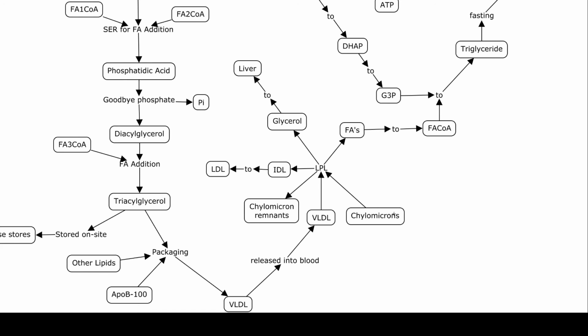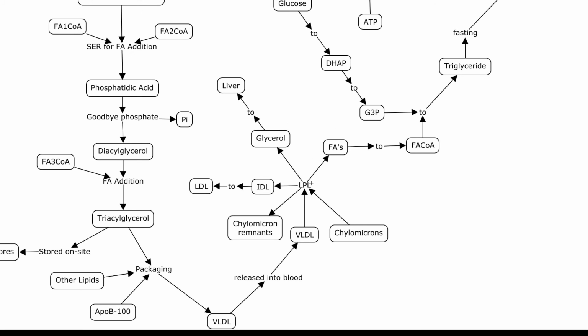It can also take away fatty acids and glycerol from chylomicrons, leaving chylomicron remnants. Or with VLDL, it's going to unpackage them. The glycerol can go back to the liver. LPL will turn the very low density lipoprotein into an intermediate density lipoprotein, then a low density lipoprotein. I think I might have those reversed. I'll have to check. But anyway, just know it's going to unpackage things from your very low density lipoproteins.